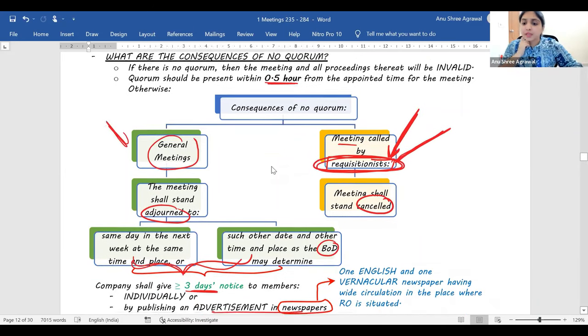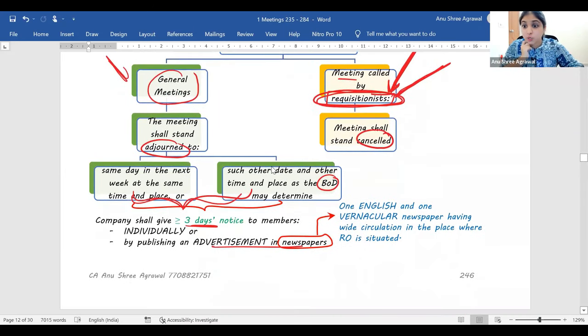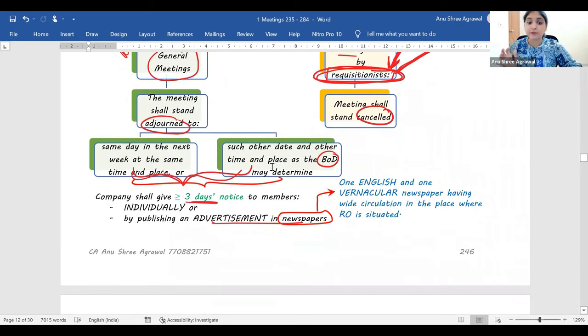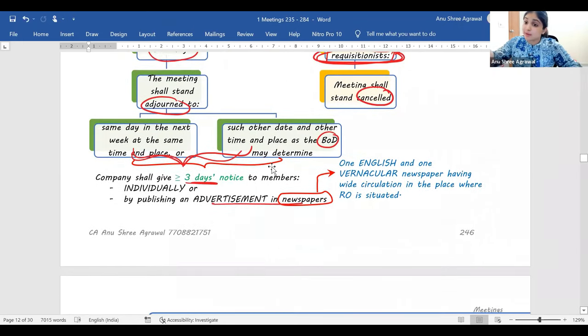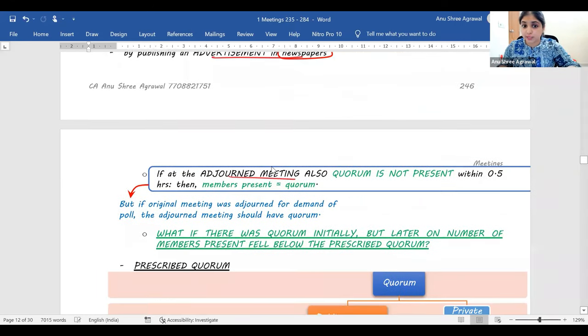Board will decide. Even for this adjourned meeting, is notice required? Yes. How many days notice? At least 3 days notice is required. 3 days notice sent to each member individually, or if not possible, simply give as an advertisement in 2 newspapers, one English, one vernacular newspaper, having wide circulation in the place where registered office is situated.